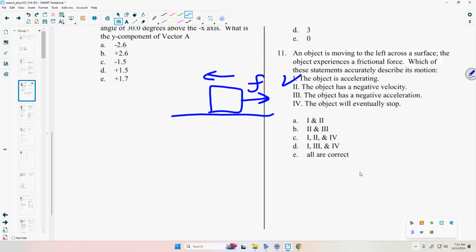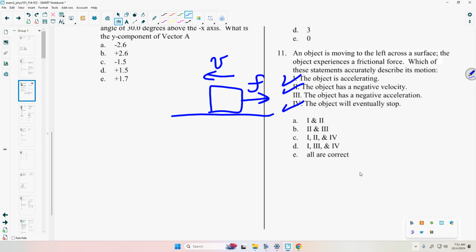It does have a negative velocity. Did I say it didn't have a negative velocity? Because on the incline plane, when it moves to the left. Okay, good. We'll get to that. So it does have a negative velocity because the velocity is to the left. The velocity is in this direction. The object will eventually stop, yes, because it has this force acting on it. And then the object has a negative acceleration.